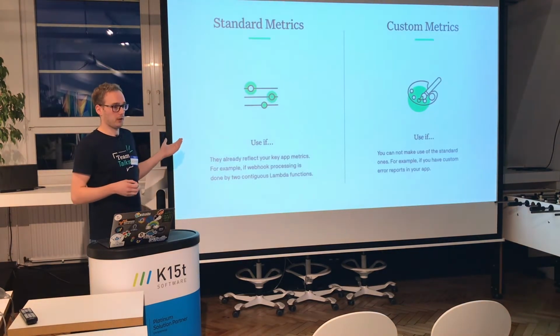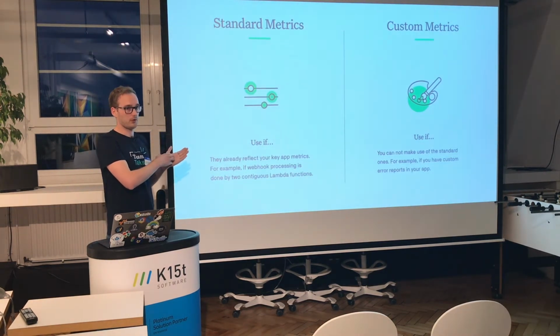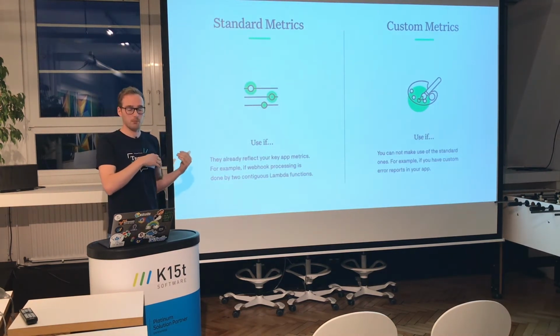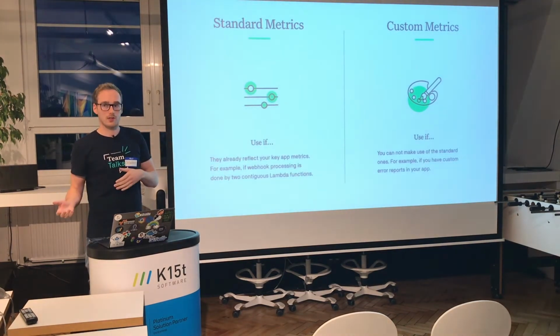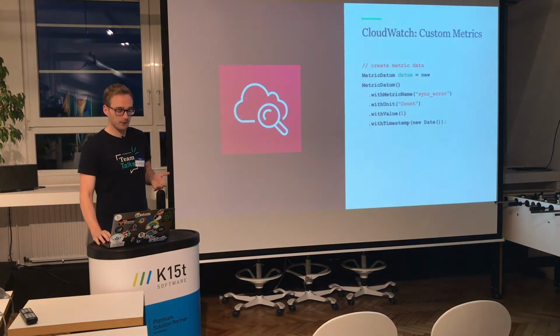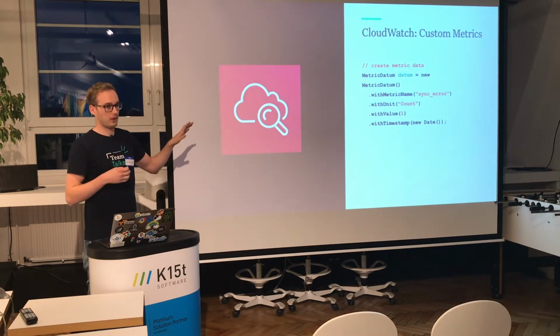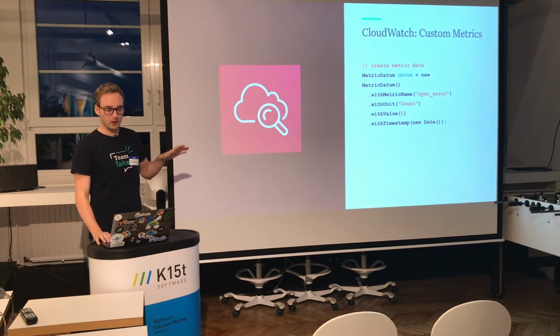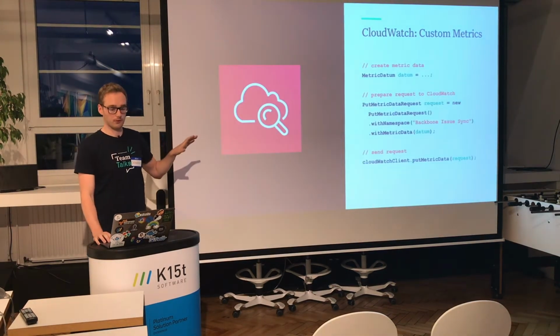If they are already enough, that means they match the metrics you have defined before for your app, then you could also use the standard metrics. However, if that's not enough, you can also provide your custom metrics. For that, you can use the AWS CloudWatch SDK. You define your metric data here, and then you simply send it over to the CloudWatch service.